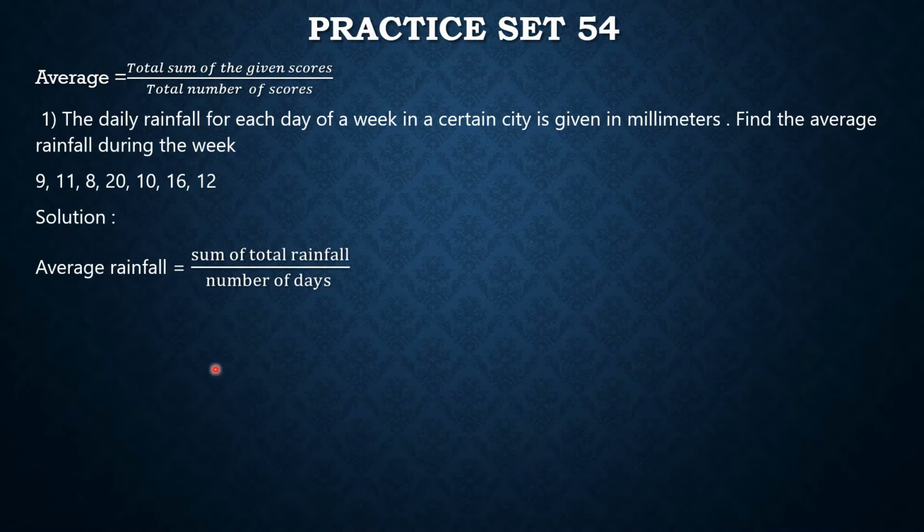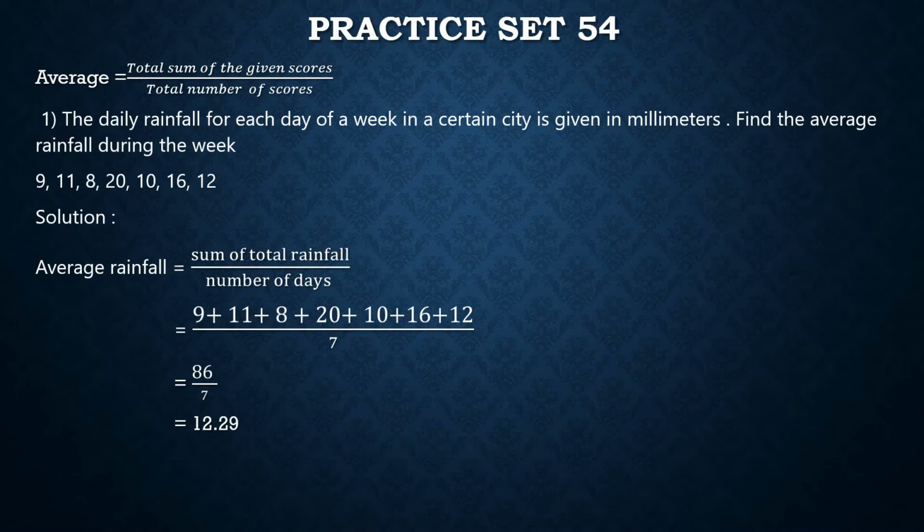Average rainfall is the sum of total rainfall upon the number of days. So we will add all the given data, that is 9 plus 11 plus 8 plus 20 plus 10 plus 16 plus 12, and the total number of days is 7. So we will divide it by 7. So we get 86 upon 7, and that is 12.29. So therefore the average rainfall during the week is 12.29 millimeters.